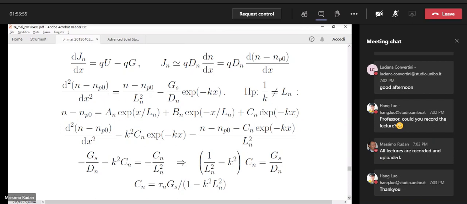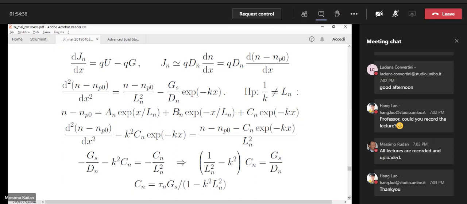Now, how do we solve a linear equation of the second order that is non-homogeneous? As you remember from elementary calculus, we take the solution of the homogeneous equation. And the solution of the homogeneous equation, of course, has two constants in it. One is an and the other is bn. And these two constants are found by imposing the boundary conditions.